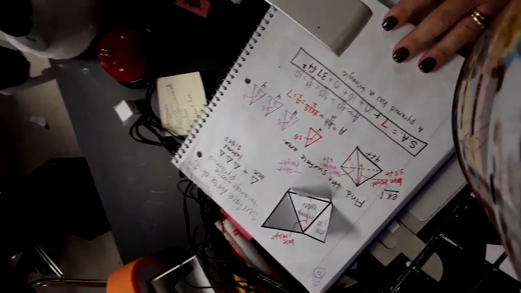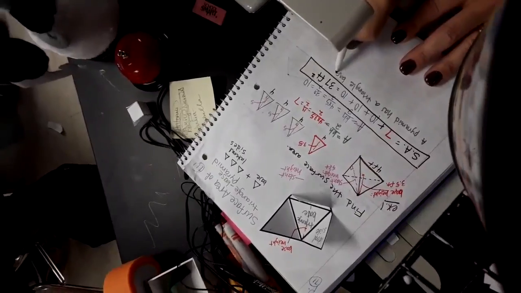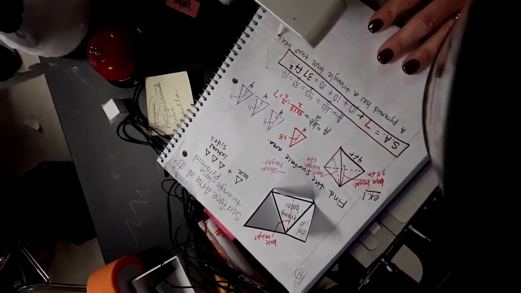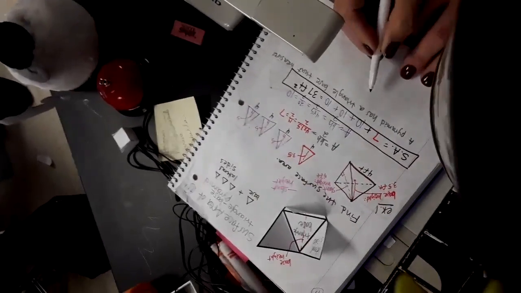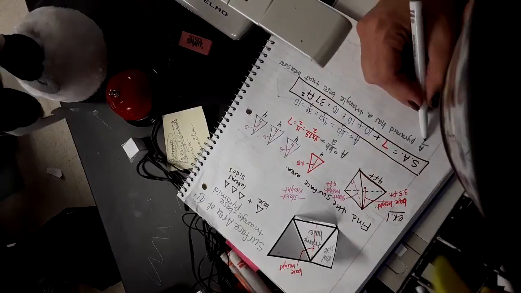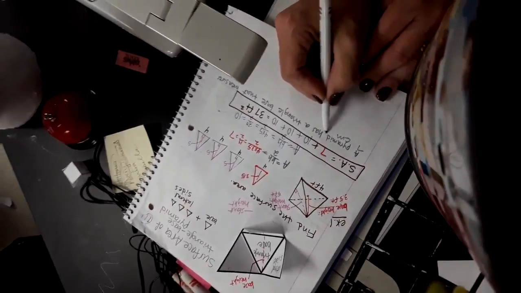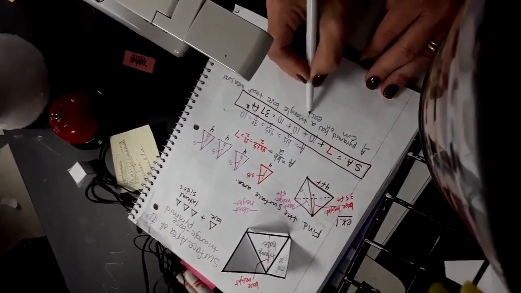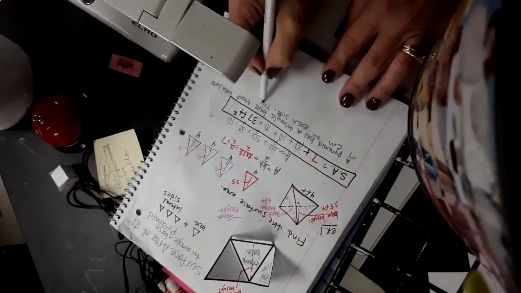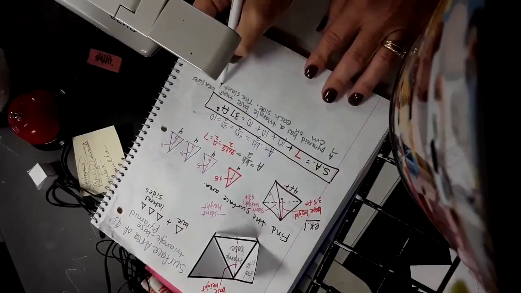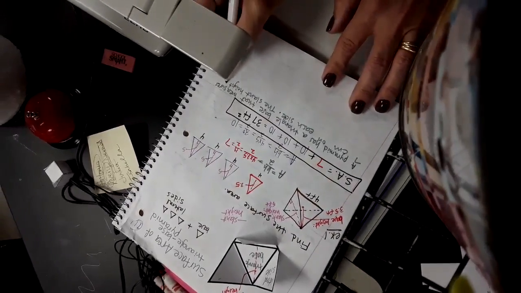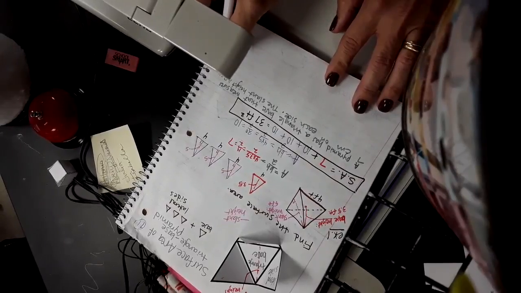Okay, a pyramid has a triangle base that measures 7 centimeters on each side. The slant height is 8 centimeters. That's all we need.